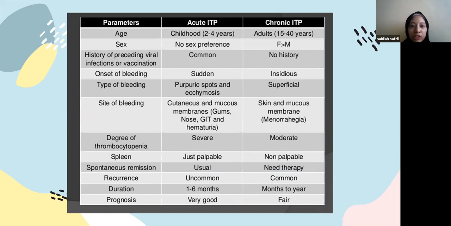In acute ITP, the patient is usually observed to have preceding viral infections. Whereas in chronic ITP, there's no history of viral infections. The bleeding in acute ITP is sudden onset and is insidious onset in chronic ITP. Both have the same type of superficial bleeding. Whereas in chronic ITP, for example, women can have menorrhagia, meaning prolonged bleeding during the period.